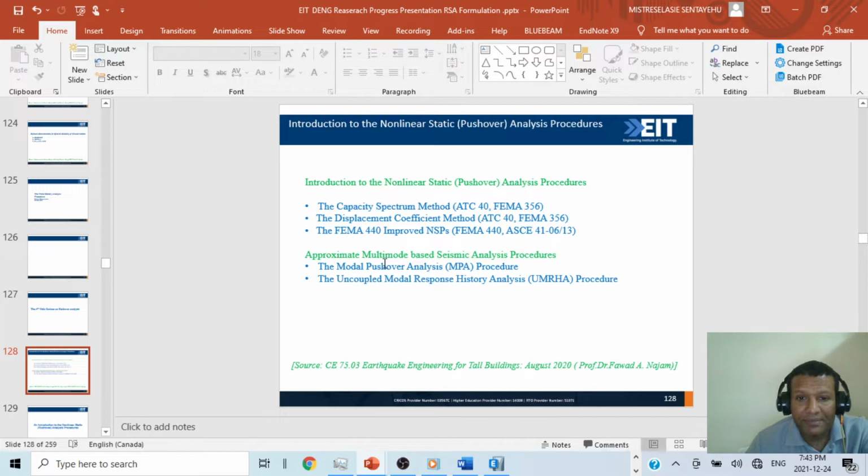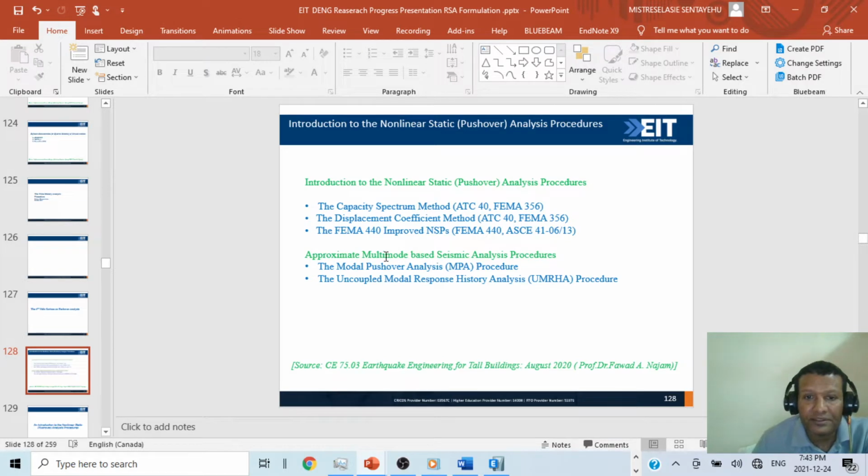So, approximate method, multi-mode based seismic analysis procedure. This one is for single mode, because when we apply pushover analysis, the first one is single mode only. For example, the first mode forces will be applied step by step, from lower to higher. The building will be pushed, and for each step we will extract the displacement and base shear, and we will construct the pushover curve.